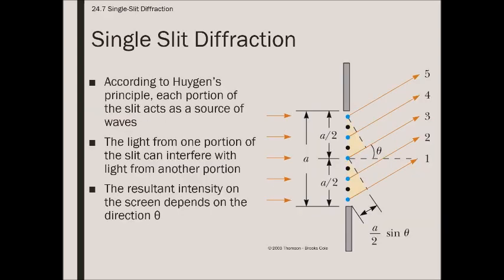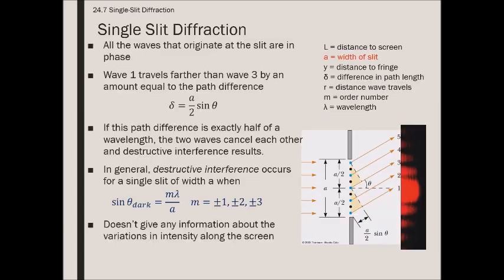So with single slit diffraction, what's going on physically is that we have waves created as we go around the edges. We have a wave created at each one of these points, and we're going to focus really on just 1 and 3 and look at what's going on. According to Huygens principle, each portion of the slit acts as a source for waves, so we have really an infinite number of sources. And the light from one portion of the slit can then interfere with the other portion of the slit as it comes around the corner. We're looking at the middle one in particular because it's the distance over 2.